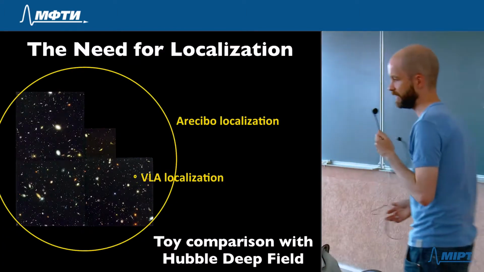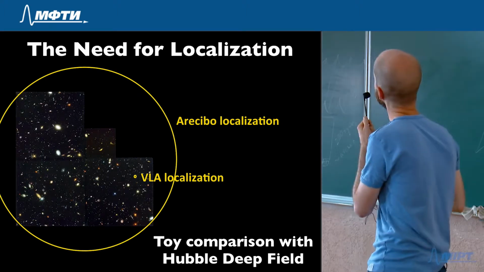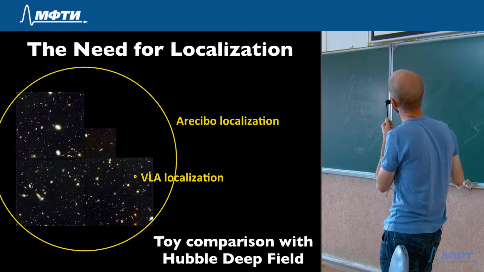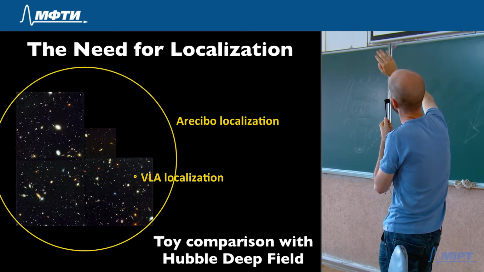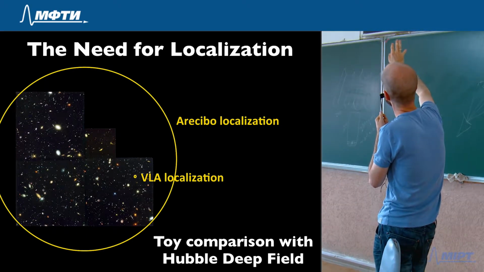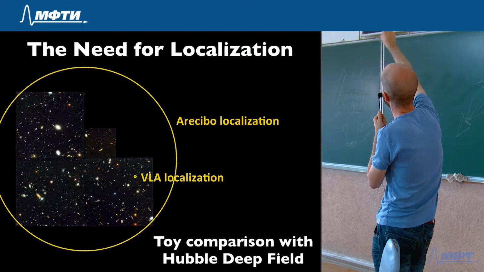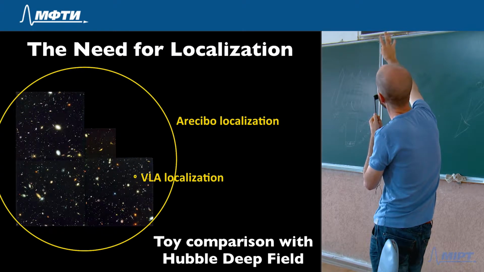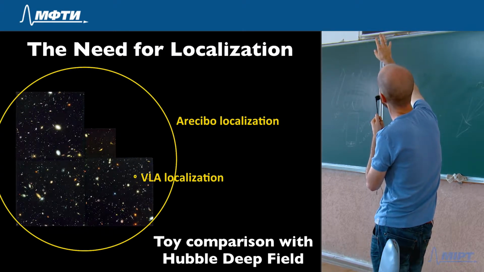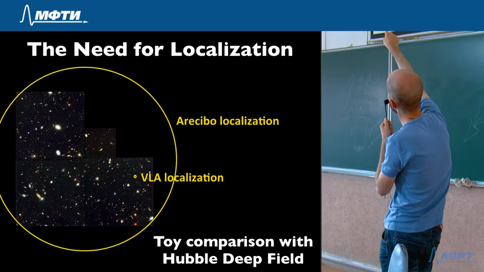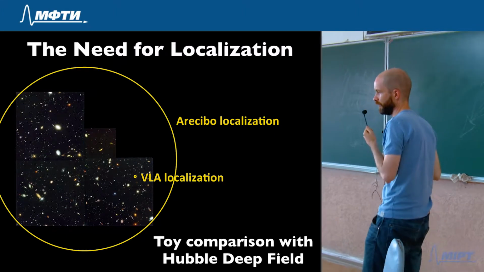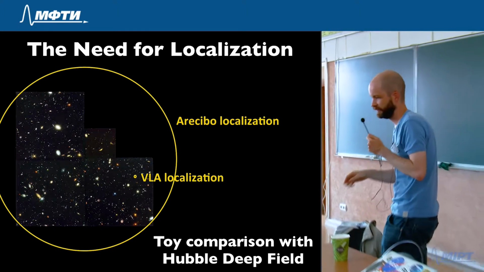And I've illustrated that in this schematic here. So the Arecibo localization is illustrated by that large circle there. This is not in the direction of the Hubble Deep Field, obviously, but just for comparison, that is the size of the Hubble Deep Field there. And you can see within that area of sky, there are tons and tons and tons of galaxies. And the VLA localization that we're after then is comparable to that small circle there. That's what you need to detect the host galaxy.